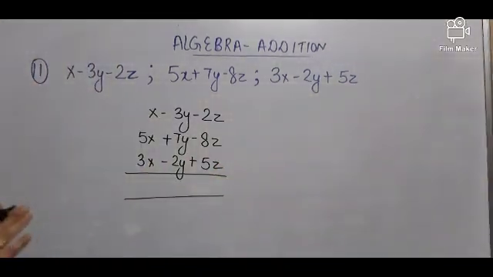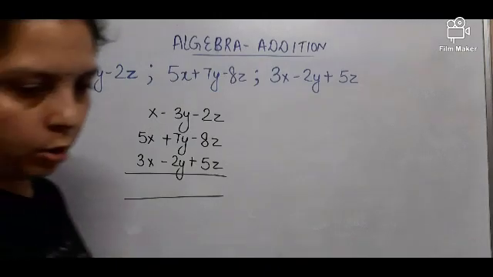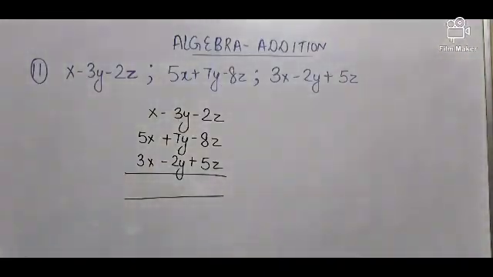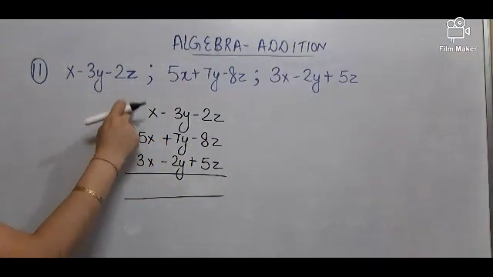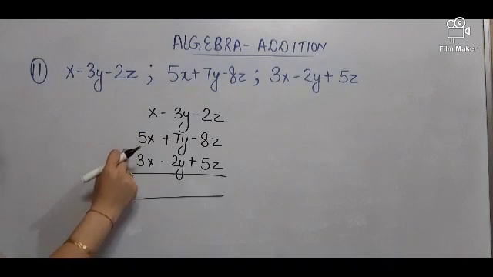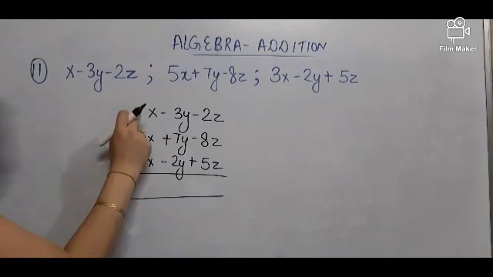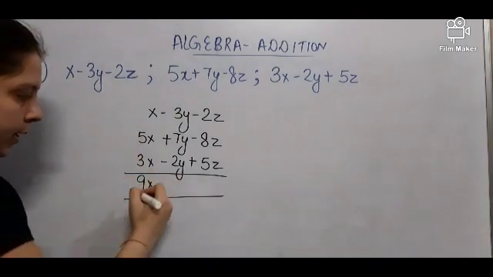Yes, we can do this question orally through column method also. We can also do this question using an oral method. So let's see how we'll do this. See, here all are positive terms, so add up all this. 5 plus 3 is 8 and 8 plus 1 is 9, so 9x.